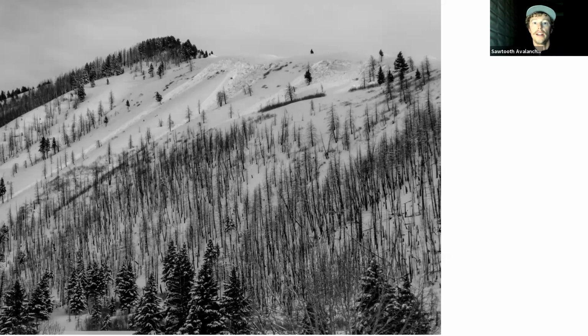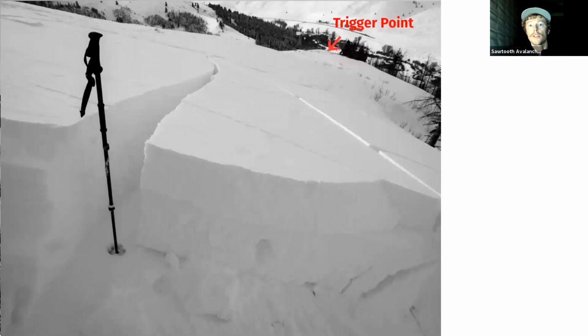One remote trigger that I dealt with locally here that I have experience with was out on Morgan Ridge, which is in Trail Creek, just to the east of Sun Valley. And these slides were triggered from almost a quarter mile away down the ridge. So I've marked the trigger point there in red. And as I was walking out the ridge, I heard just a really loud collapse and then just saw a ripping crack go out in front of me.